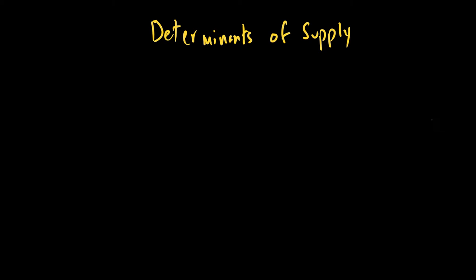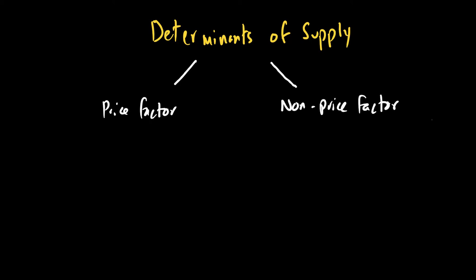Let's talk about the determinants of supply, or in other words, what are the factors that affect supply? Well, we divide factors that affect supply into two big categories. The one is what we call the price factor, which is a very important one. And the second big category is what we call non-price factors.